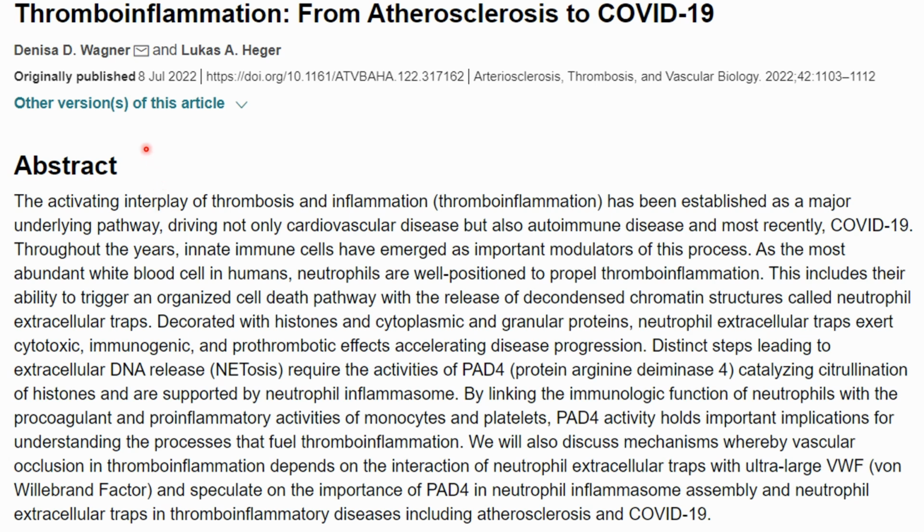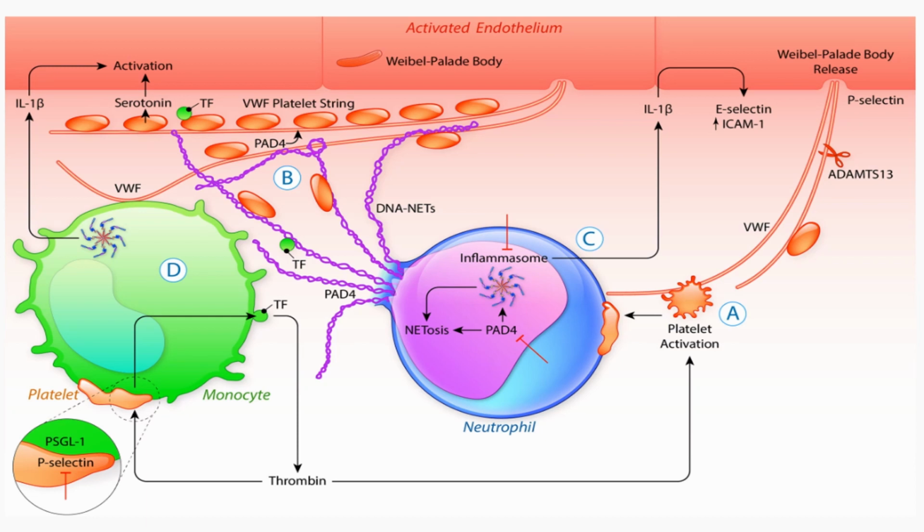This nice paper was published in July 2022 in Arteriosclerosis, Thrombosis, and Vascular Biology. Its title is Thromboinflammation from Atherosclerosis to COVID-19. I found this paper very informative and nice to discuss. This diagram from the mentioned paper shows the active interplayers in the process of thromboinflammation. We find here the neutrophils, the monocytes, endothelial cells, and platelets, where NETosis, or neutrophil extracellular traps, form a platform with von Willebrand factor, where platelets form a string above it, and attached to it is the tissue factor, which will stimulate coagulation.